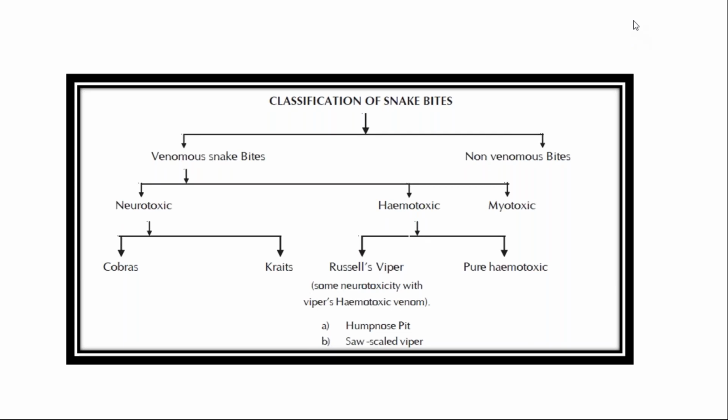This is basically a generalized classification for snake bites: venomous or non-venomous, and venomous ones being neurotoxic, hemotoxic, or myotoxic. Neurotoxics are cobras and kraits, and hemotoxic are Russell's viper and saw-scaled viper. Both neurotoxic and hemotoxic bites have different management.